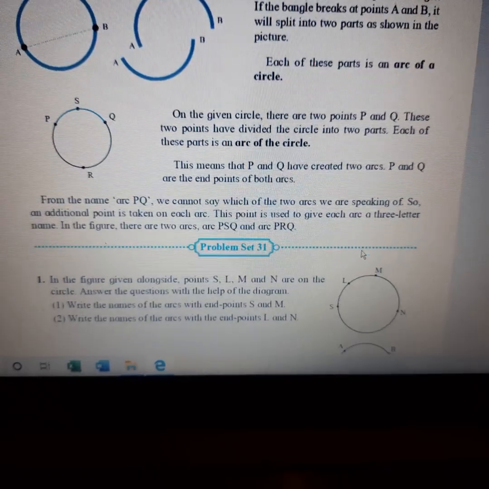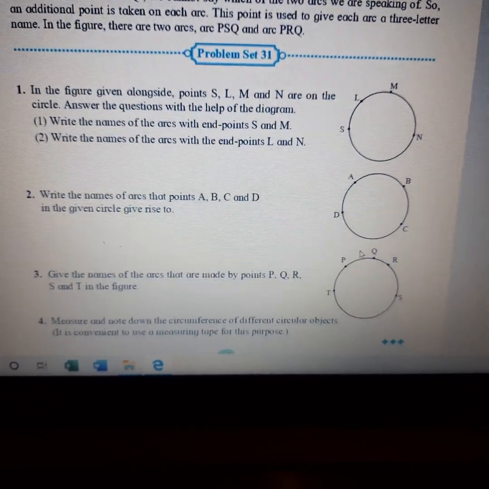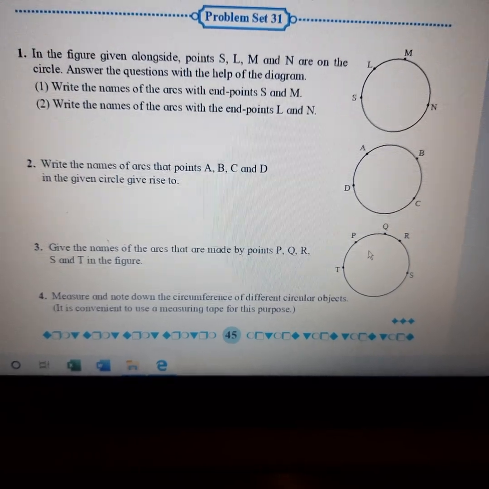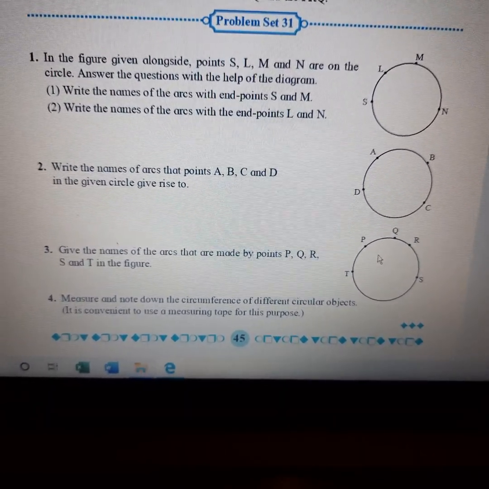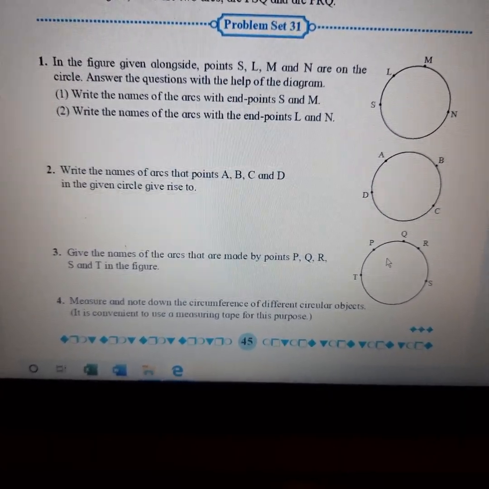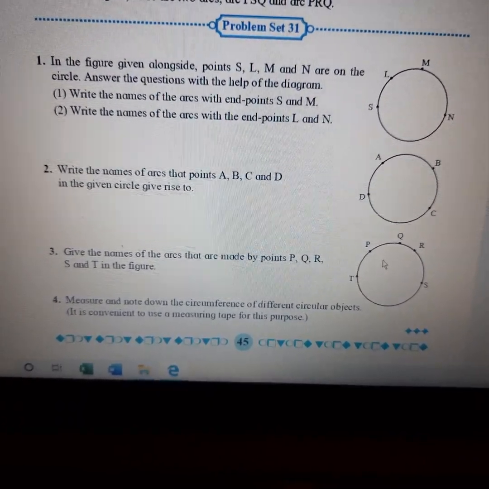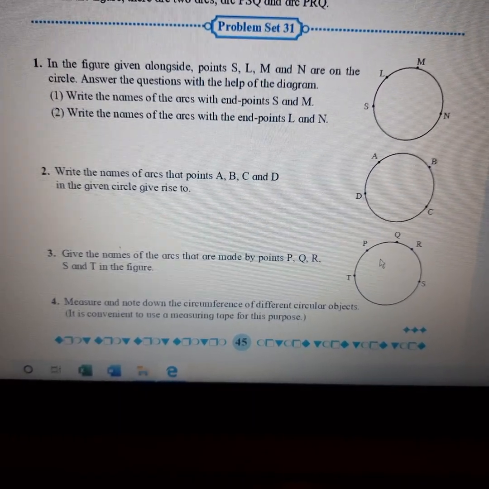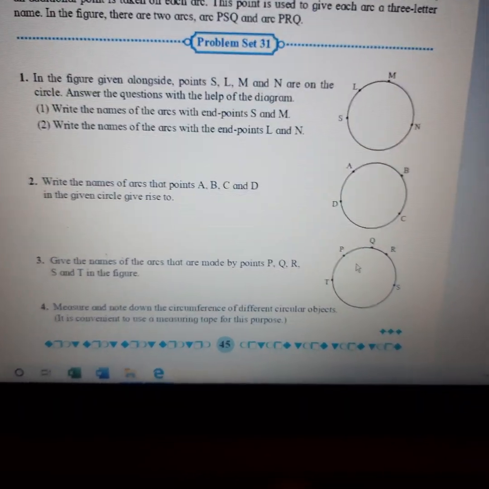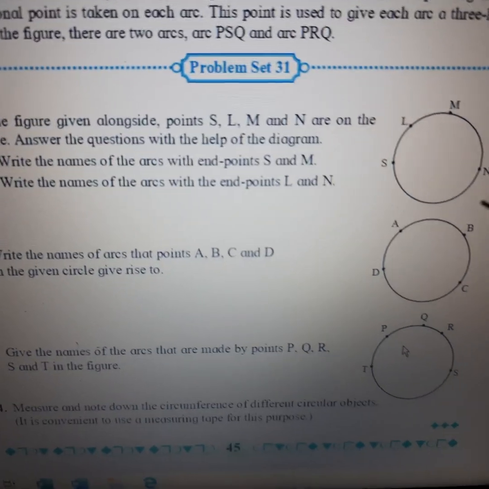Now we proceed with problem set 31, which is the last exercise in this chapter, children. So first question: in the figure given alongside, points S, L, M and N are on the circle. Answer the questions with the help of the diagram. There are points on the circle S, L, M, N. First sub-question: write the names of the arcs with endpoints S and M. So keeping S and M as endpoints, children.